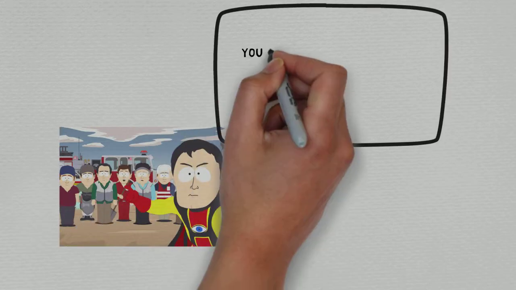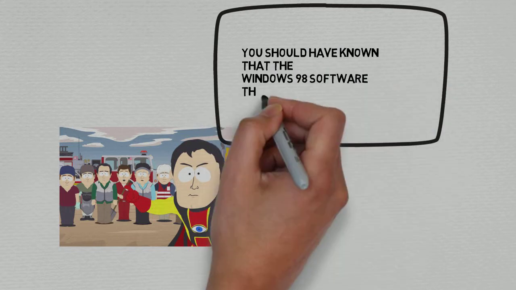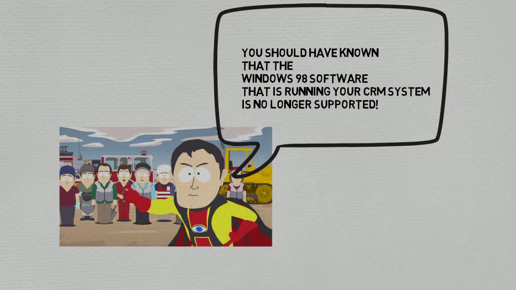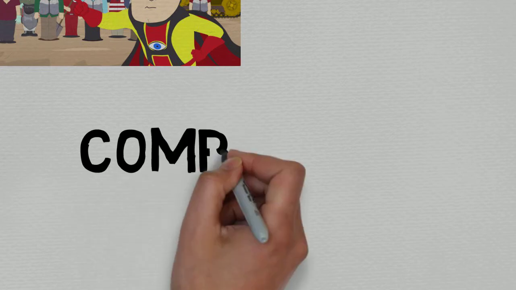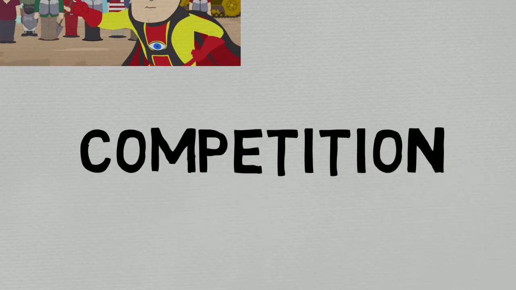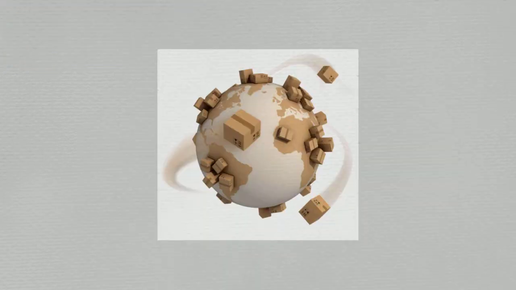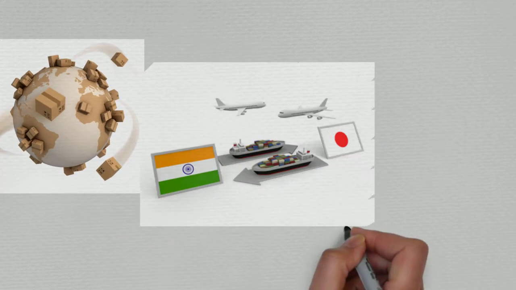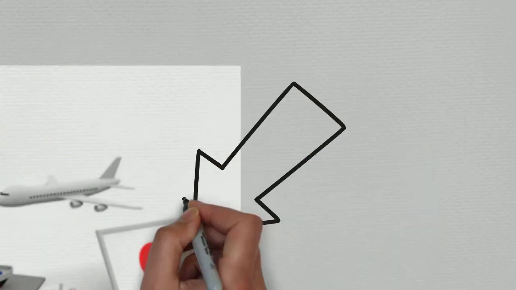Here's another example as it applies to software. As Captain Hindsight would say, you should have known that the Windows 98 software that's running your CRM system is no longer supported. What about competition? Well, the world is getting smaller all the time, and even these guys are aware of it.